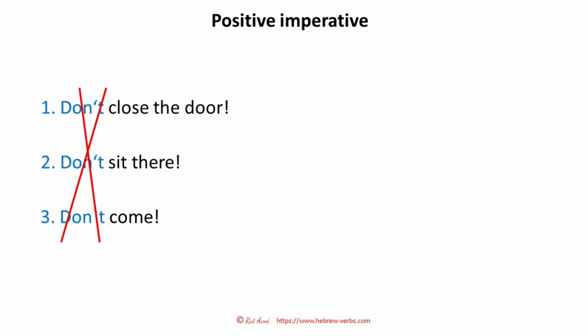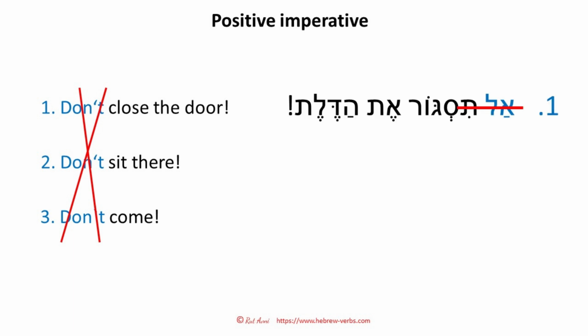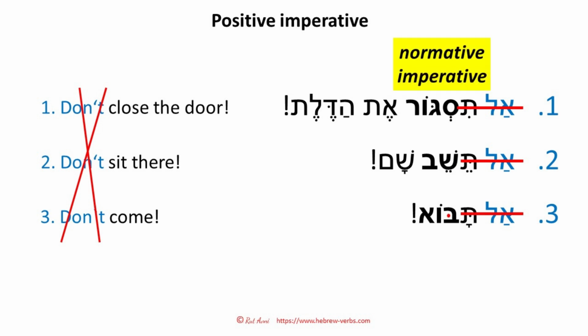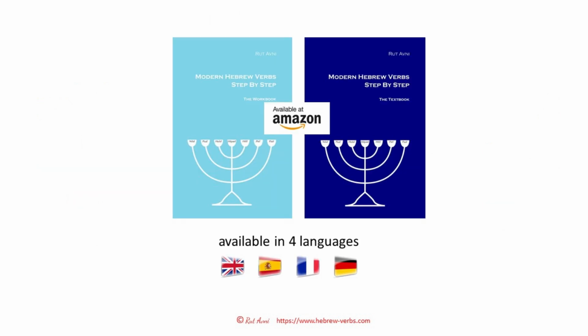Okay, having said that, now we come to these sentences. Now we take the negation out. We come to the positive imperative. So we basically just take al and the future tense out. Close the door is סגור את הדלת. Sit there, שב שם. Come, בוא. Well, this is the so-called normative imperative. That is the imperative mood, as I explain also in my book. You take a root and you do this and that to come to the imperative.